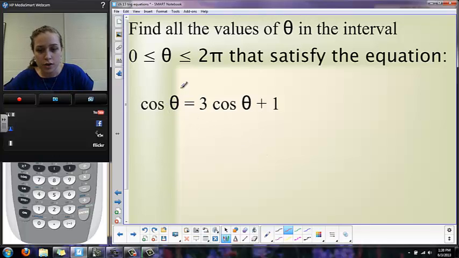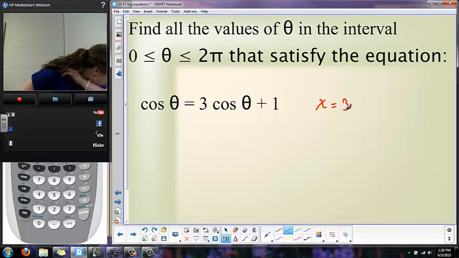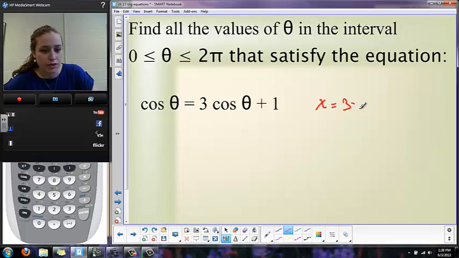We have cosine theta is equal to 3 cosine theta plus 1. Now, if this was x is equal to 3x plus 1, how would we solve this? Well, I'd want to get all of my x terms together. More than likely, I'd want to subtract that x over here just so I could be subtracting, but then everything would be on one side. So I think I'm going to subtract that 3x and bring it over to the other side.